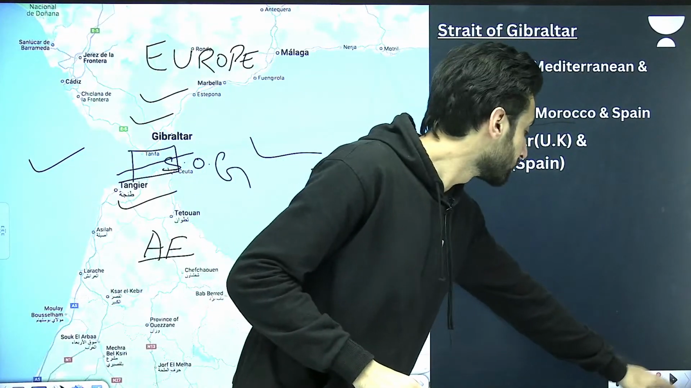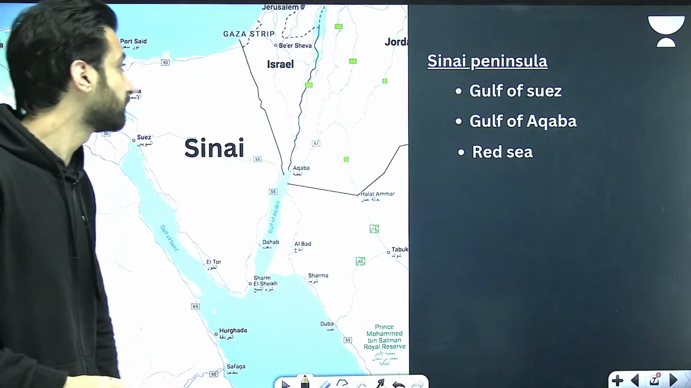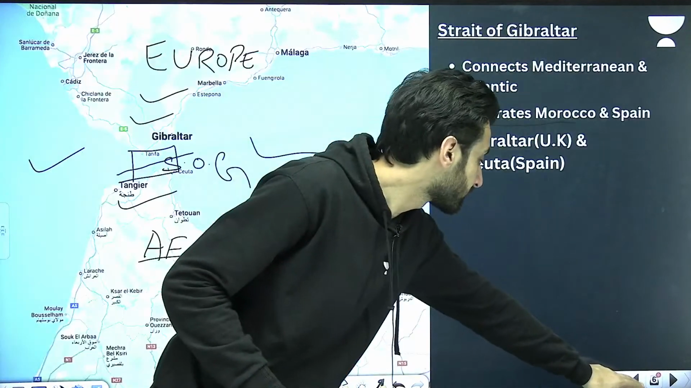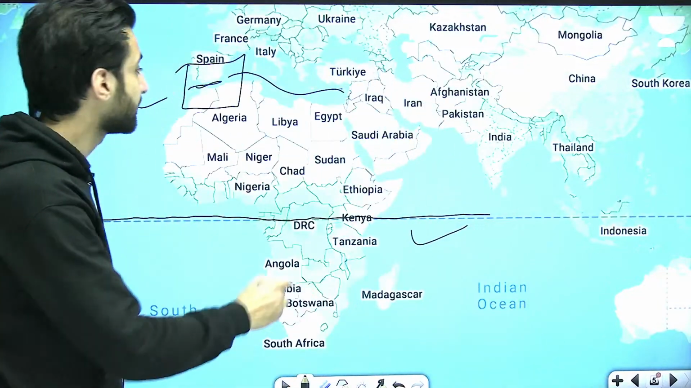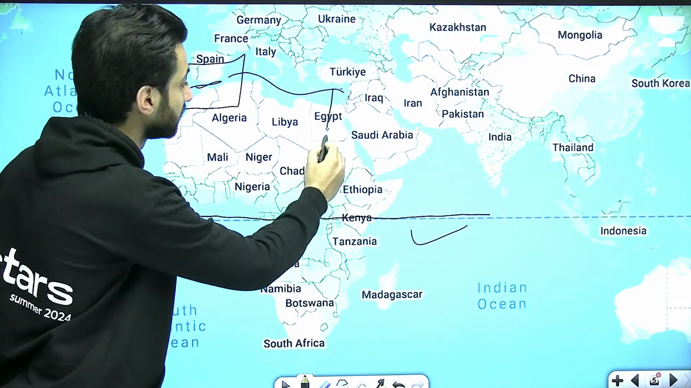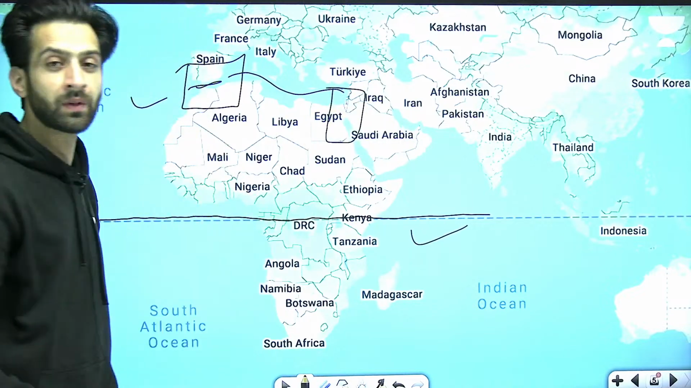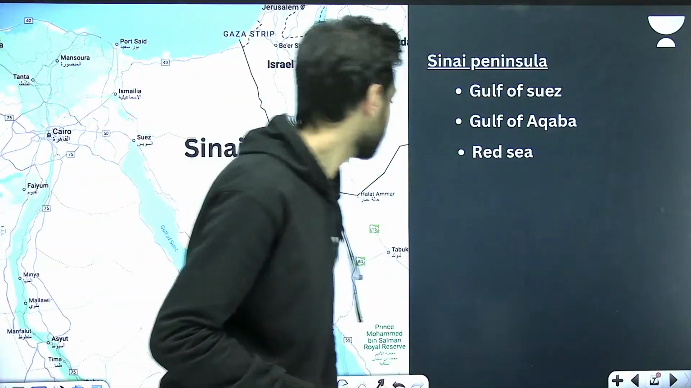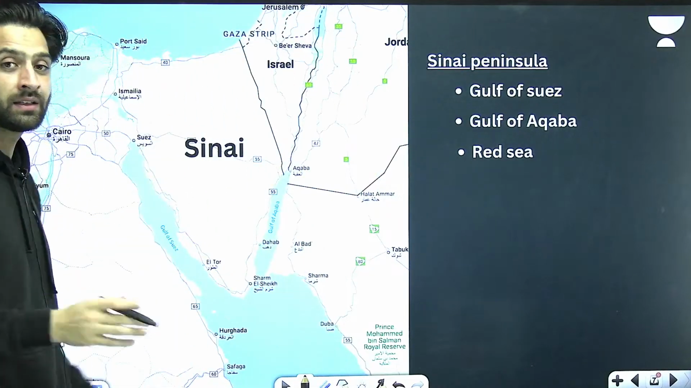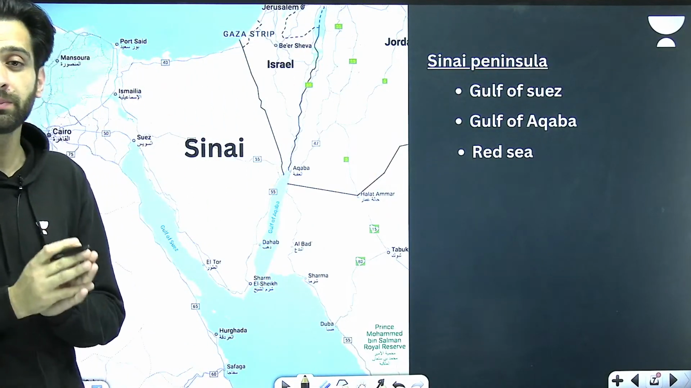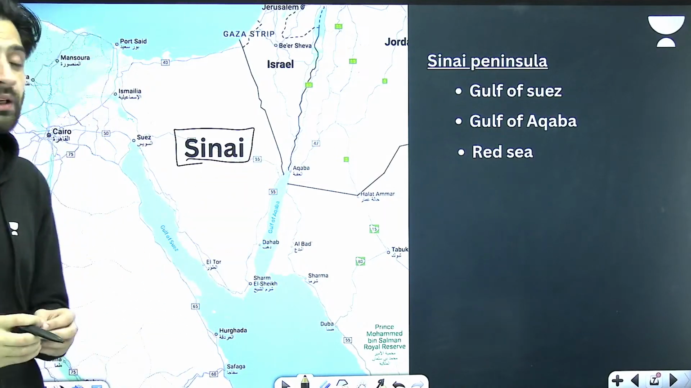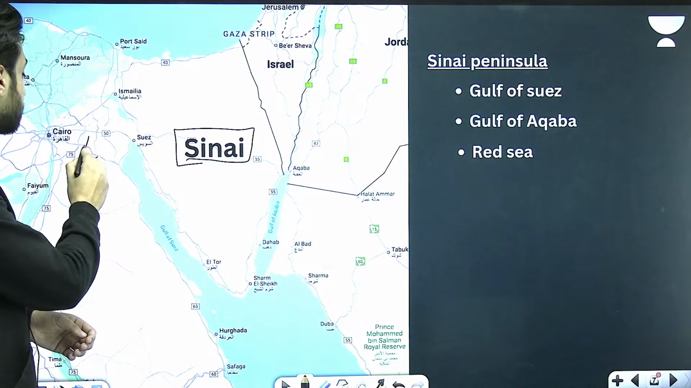Now, going to the northeastern part, you will find this region. Look at the map first; I'm keeping the map as a reference. Now we'll be talking about this region. What are the places that are located here? The region is in the shape of a peninsula, and the name of the peninsula is the Sinai Peninsula. It is a part of Egypt. So this is Egypt.